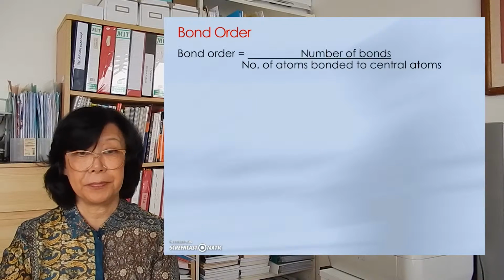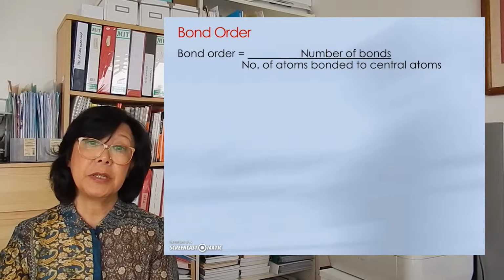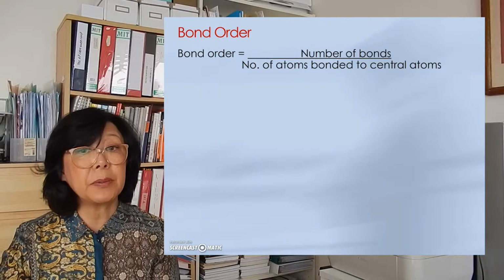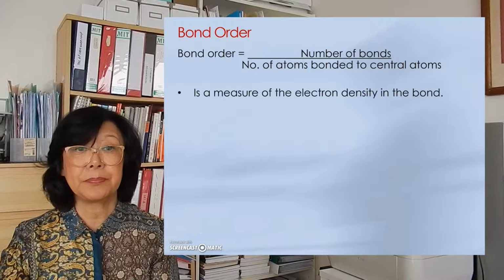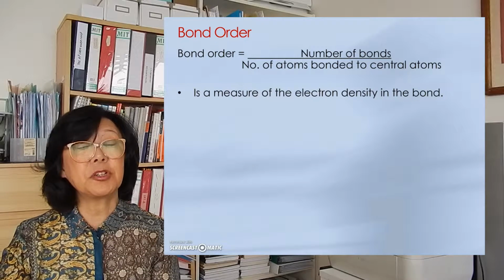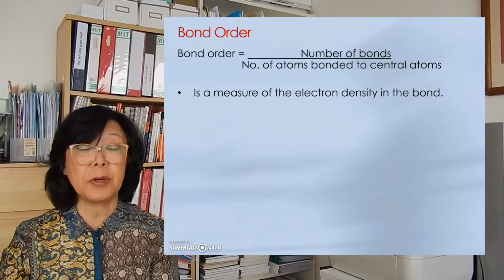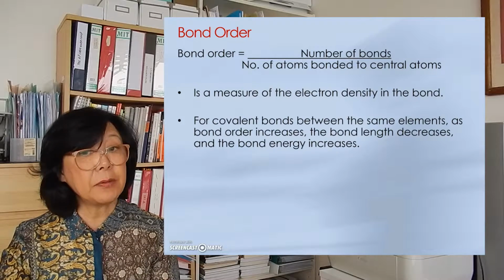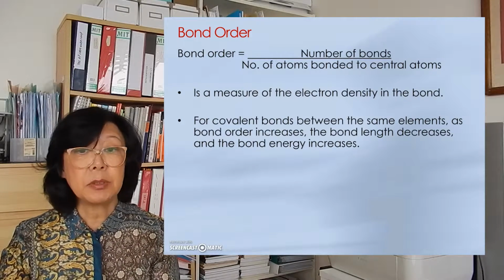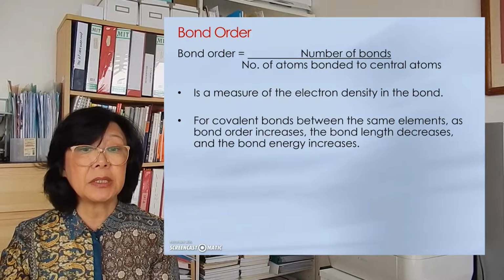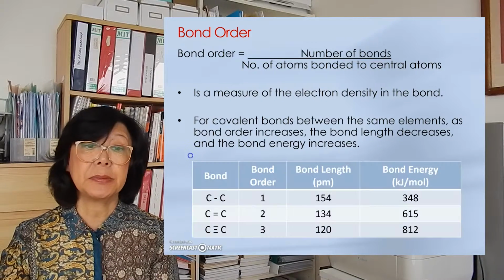Bond order is equal to the number of bonds divided by the number of atoms bonded to the central atom. This is a measure of the electron density in the bond. For covalent bonds between the same elements, when bond order increases, bond length decreases and the bond energy increases.